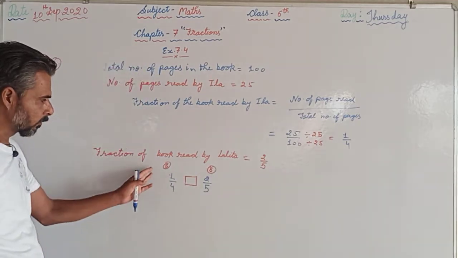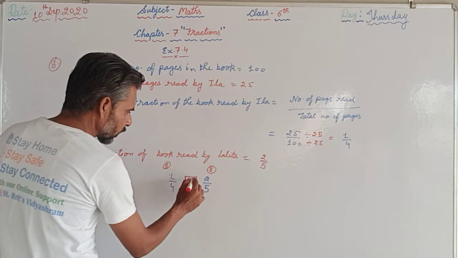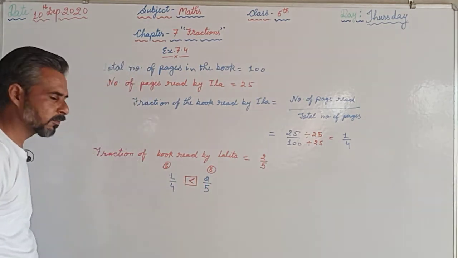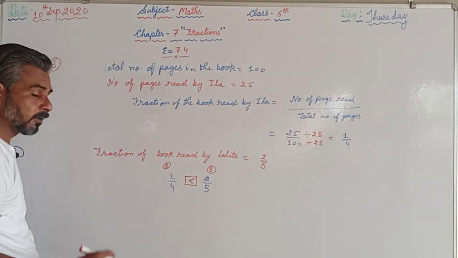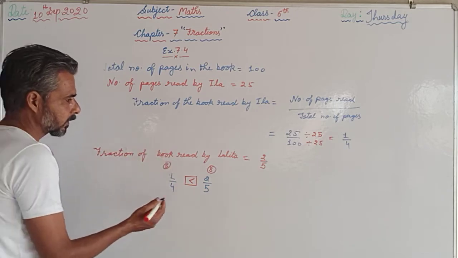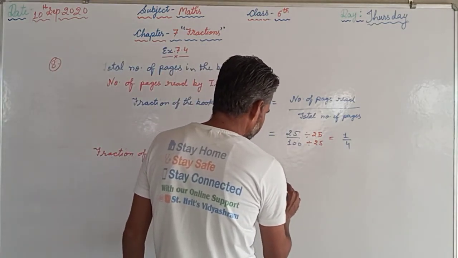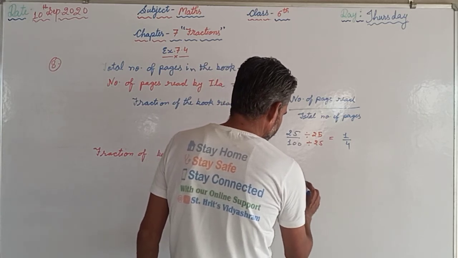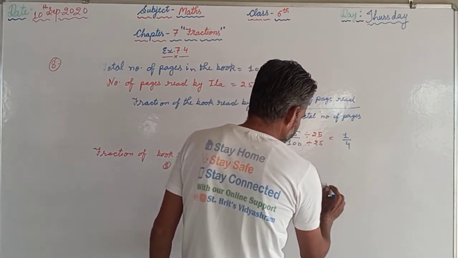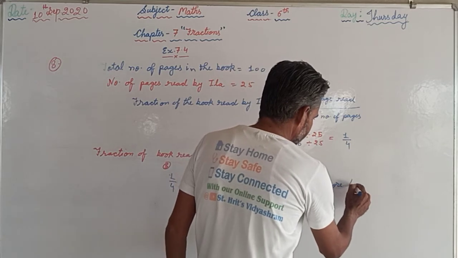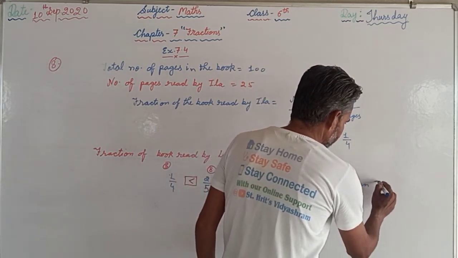Which is more, 5 or 8? 8 is more, so 2 upon 5 is more than 1 upon 4. So we can write the answer in the language that Lalita read more than Ela.